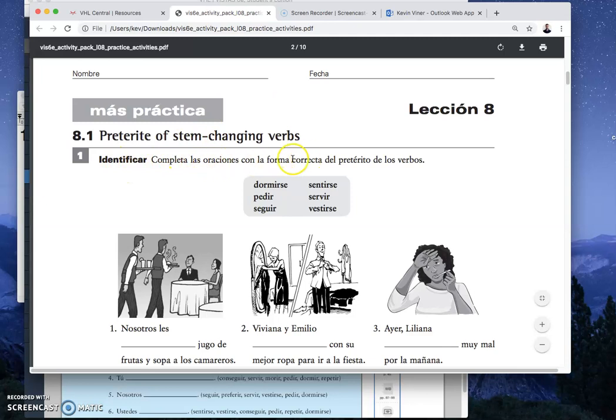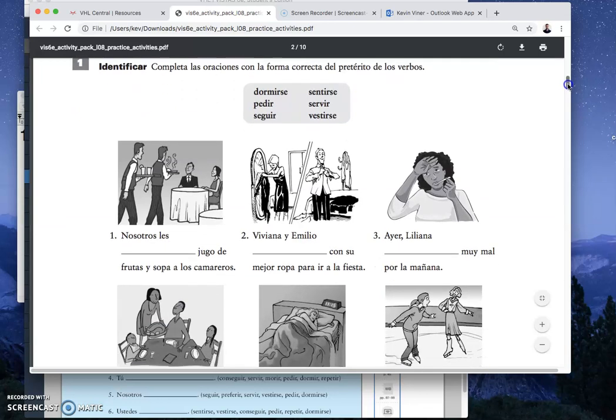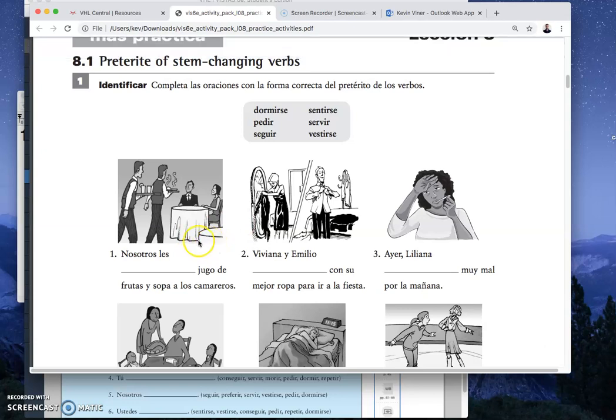Completa las oraciones con la forma correcta del pretérito de los verbos. So all 6 of these verbs are stem changes, but the stem change only applies, again, to the third person singular and third person plural. So we'll see whether or not we have to use it, all right? But we're putting them all in the preterite according to the context. All right, so you know the drill. You can pause it before I give the answer, okay?